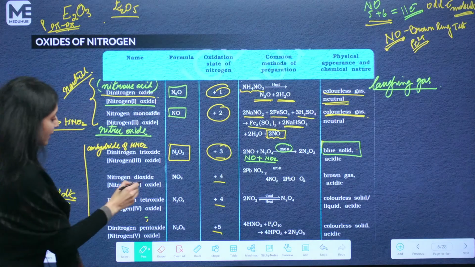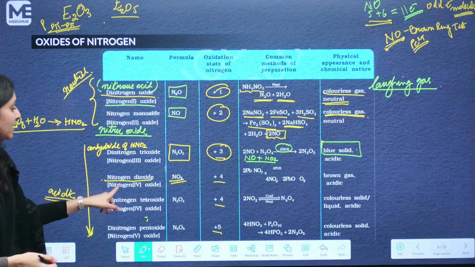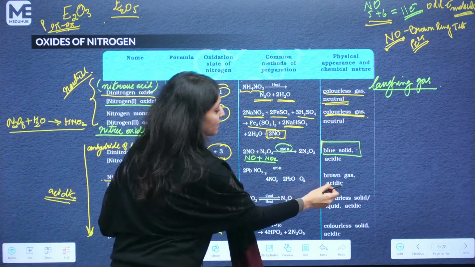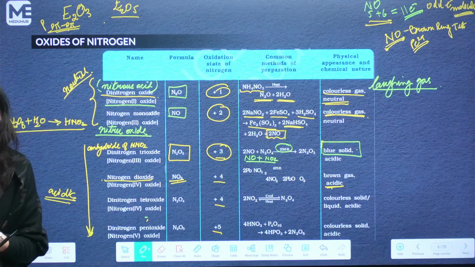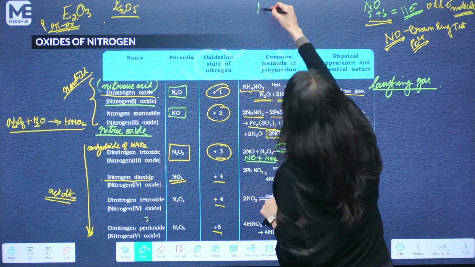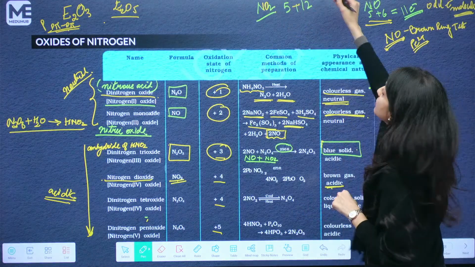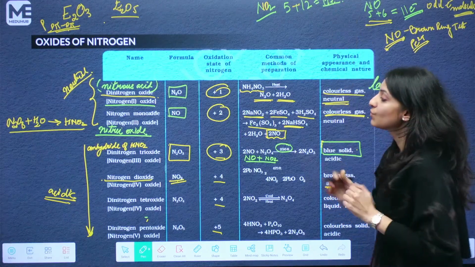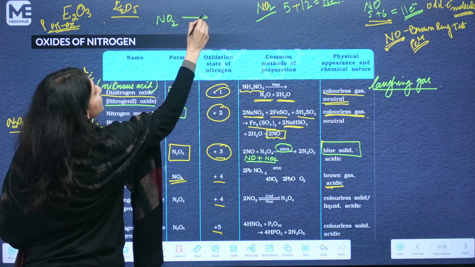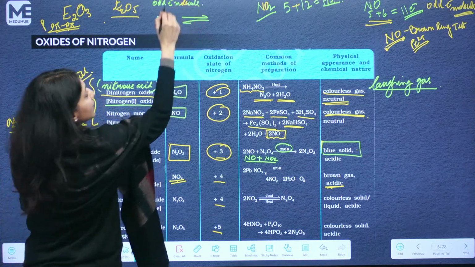The next oxide is nitrogen dioxide, NO2. Nitrogen dioxide has nitrogen in the +4 state. This is a brown gas, this is toxic, and it is also acidic. Again, if we count the valence electrons of NO2, 5 electrons from nitrogen, 6 plus 6, 12 electrons from oxygens, gives us 17 electrons. So what is happening here? It is an odd electron molecule. It is paramagnetic.